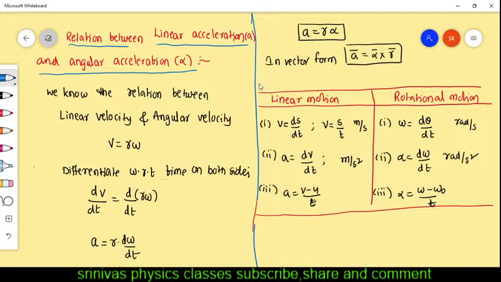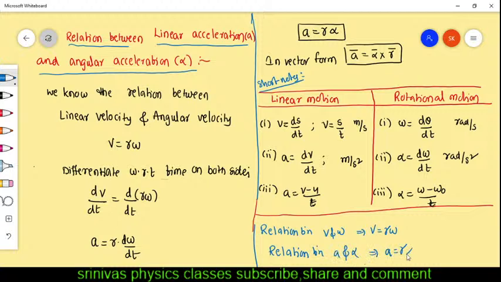This is a short notes simplified, whatever we discussed till now. Relation between v and omega: what is the relation between v and omega? V is equal to r omega. And relation between a and alpha: what is the relation between a and alpha? A is equal to r alpha. This we derived.